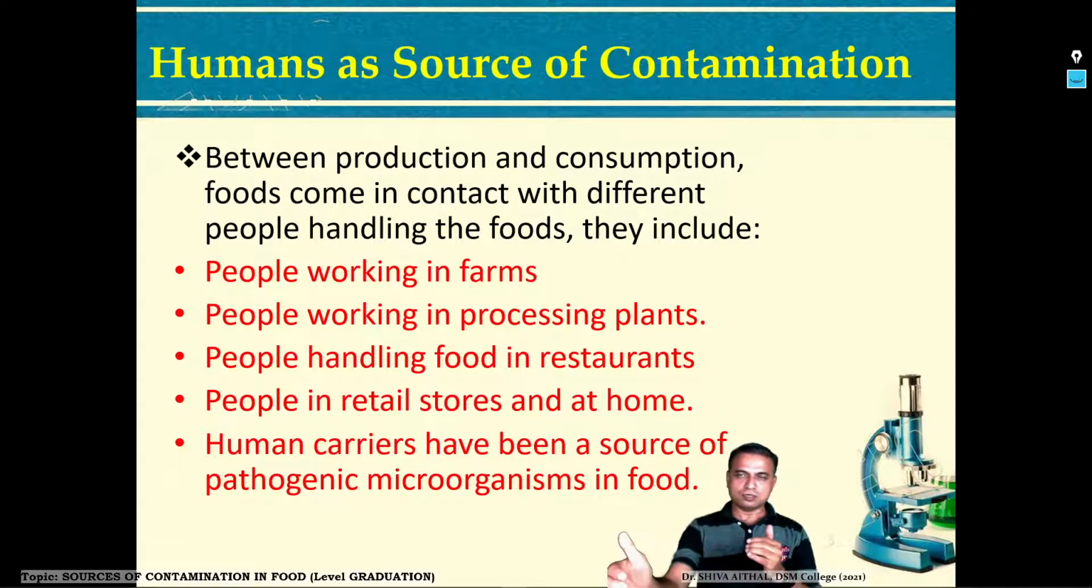Between the production of a food and consumption, food comes in contact with different people who are handling foods. As a food is getting prepared, there is a person involved in it, a transporter, a person consuming, a huge chain of humans present between the source and the consumer. Like the people working in farms, people working in processing plants, people working in restaurants, the waiters, the cook, the cleaner, people in retail stores, in homes. Humans have been a source of pathogenic microorganisms in food always.